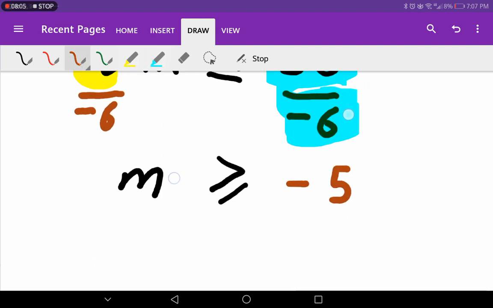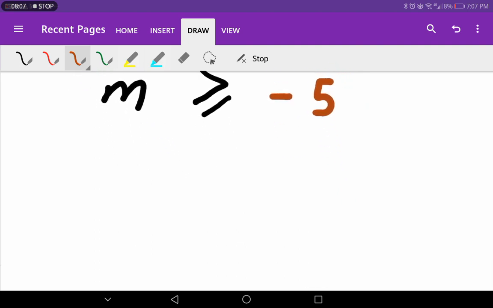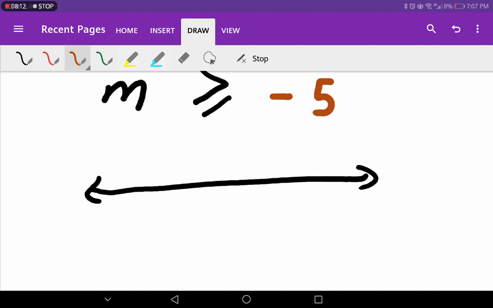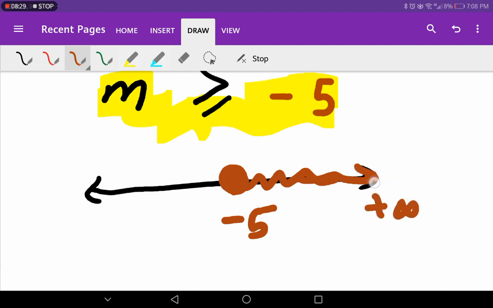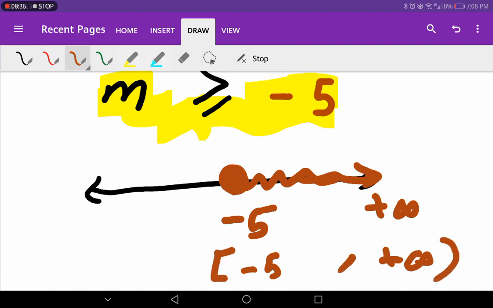Now I have to graph it. Let us graph it. So the negative 5 here, fill the circle. And from negative 5 move to the right, greater. Read: m is greater than or equal to negative 5. So move to the right, directly to the positive infinity actually, and drop the negative 5, drop the positive infinity, and close from here and open from here.